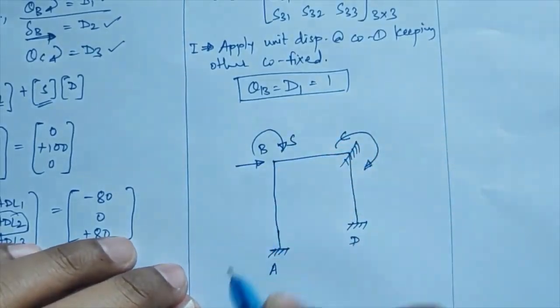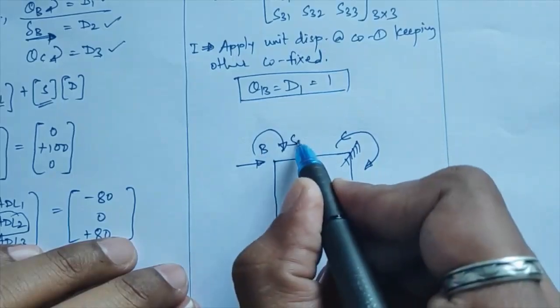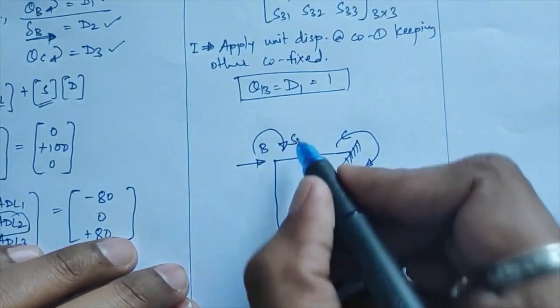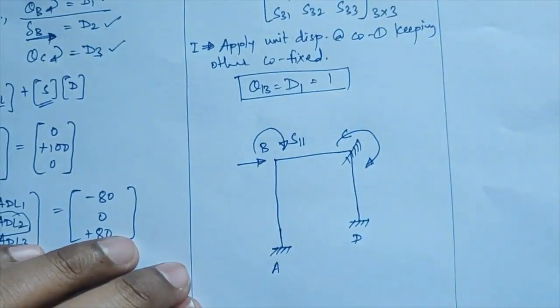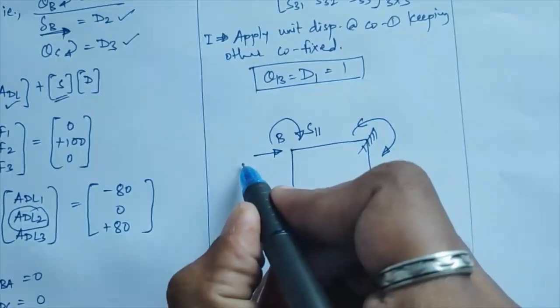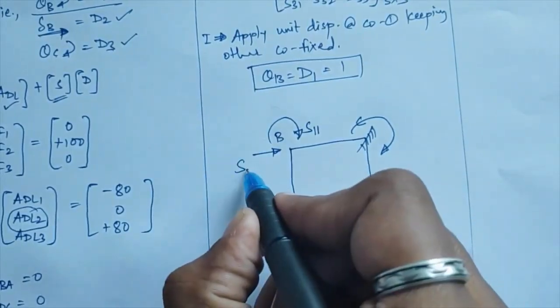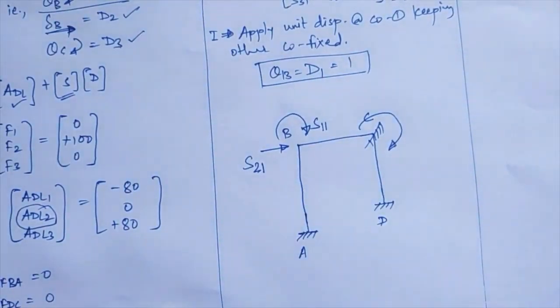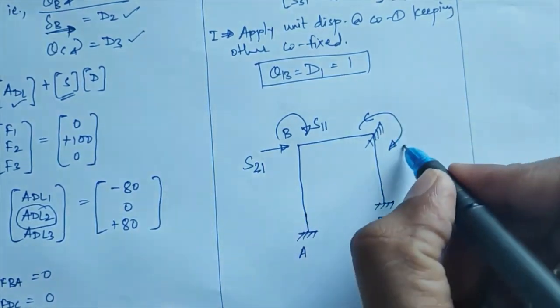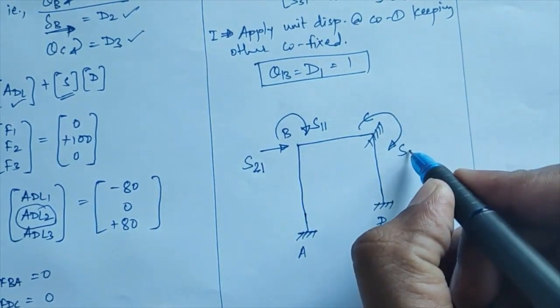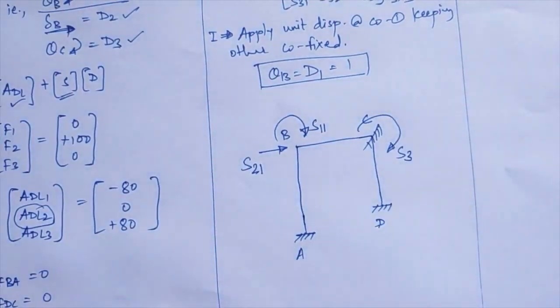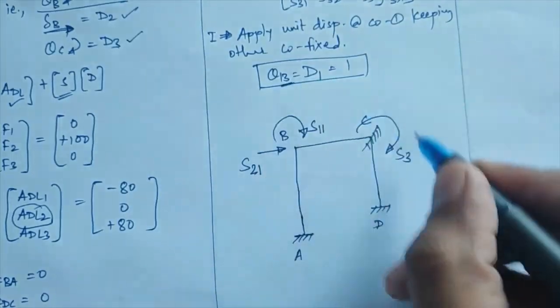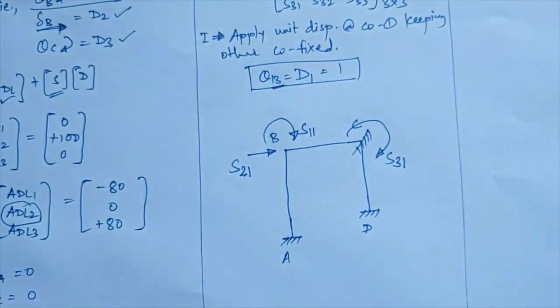So this will be S of, you are calculating it at your first coordinate. The first coordinate is for rotation theta, when unit displacement is applied at your first coordinate, so that will become S of 1 1. Next S of, you are calculating it for your second coordinate, that is at point B, when unit displacement is applied at your first coordinate theta B. Here you are calculating stiffness for your third coordinate at point C, when unit displacement is applied at your first coordinate point B over there. So that will become S of 3 1. So here you will get S of 1 1, S of 2 1, and S of 3 1.